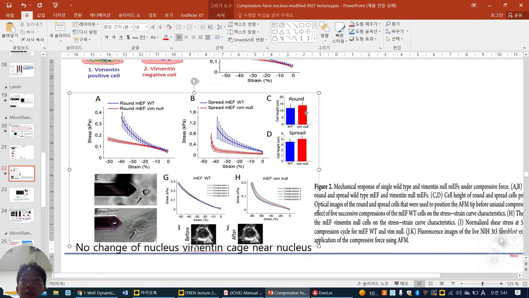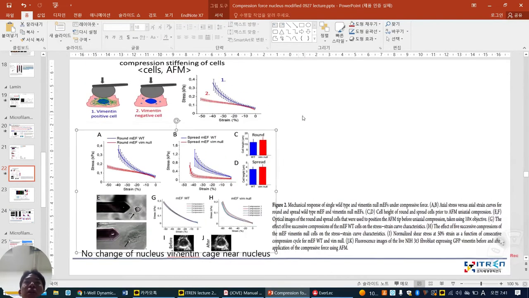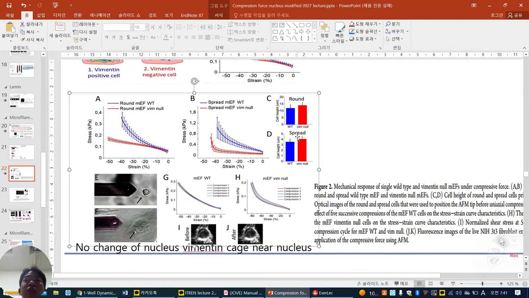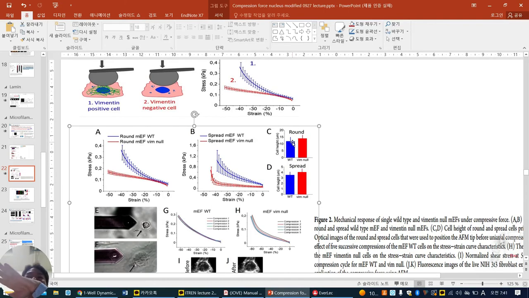So here, even though they touch the cell, the cell height doesn't change that much. They do not want to change the cell that much, and they do not touch the cell nucleus. So they just touch softly on the top of the cell. While they are touching, the cell height doesn't change that much.